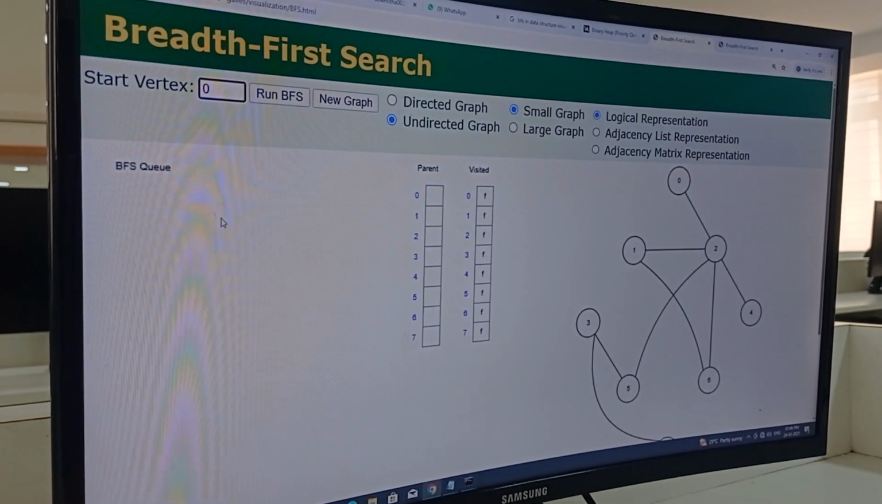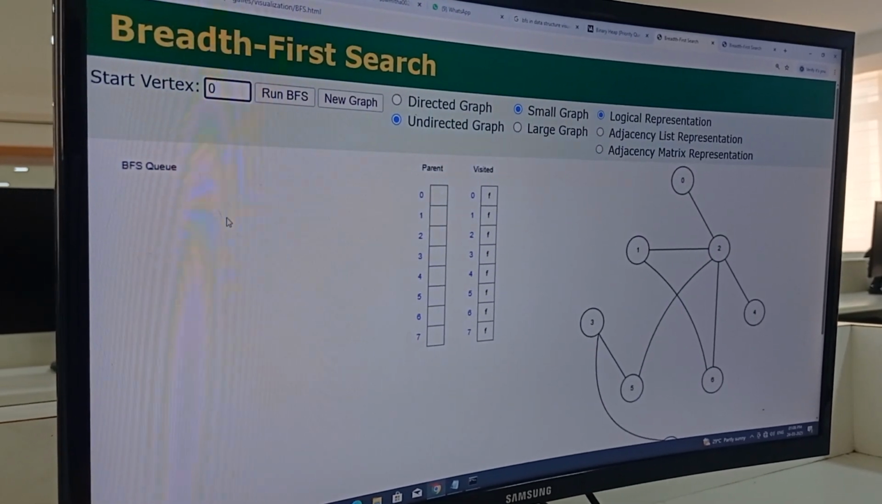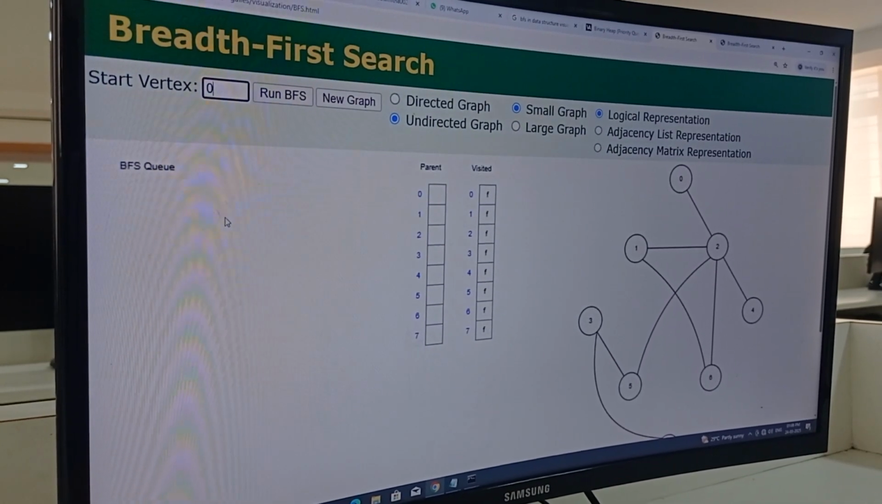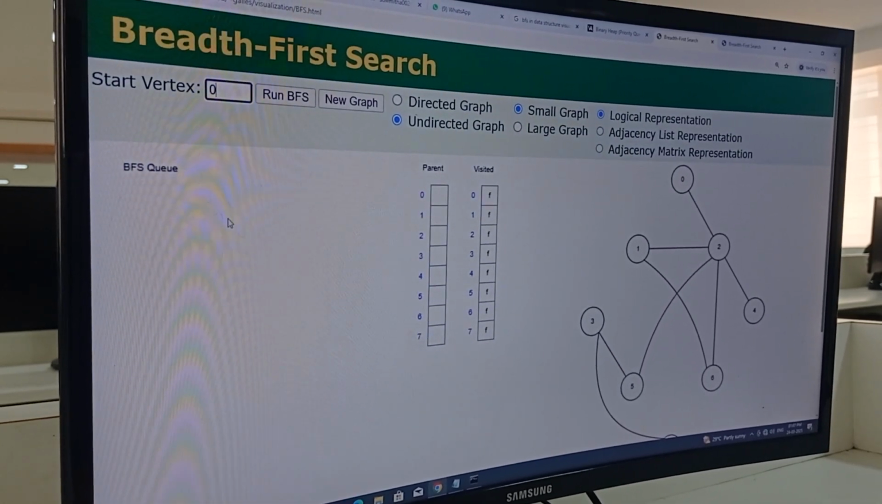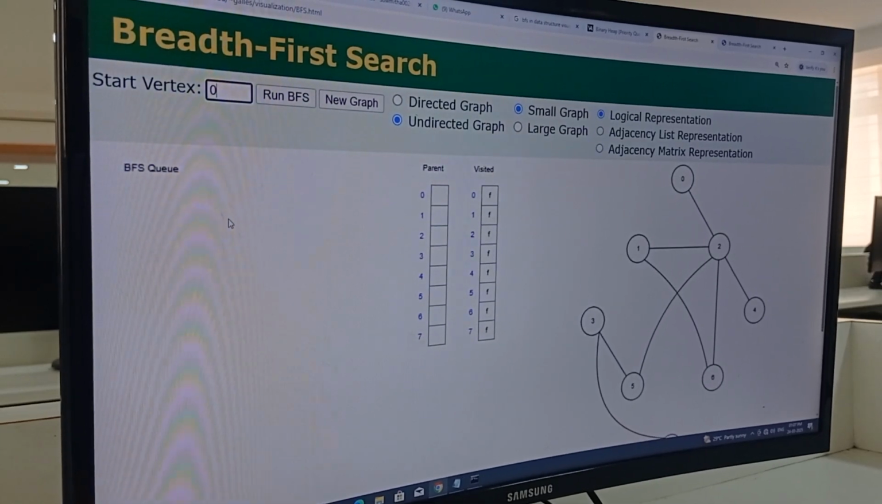Each vertex should be forwarded into a queue. After inserting into the queue, we delete them one by one after visiting each vertex.